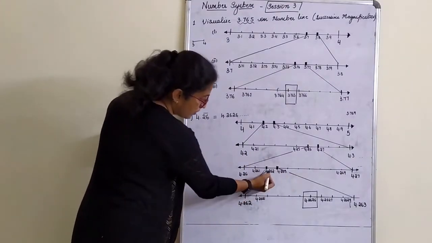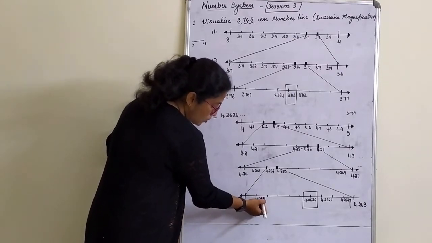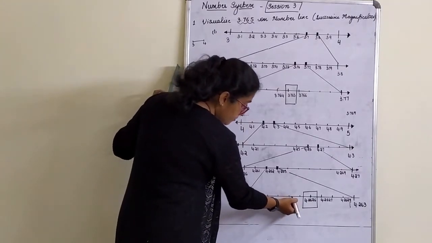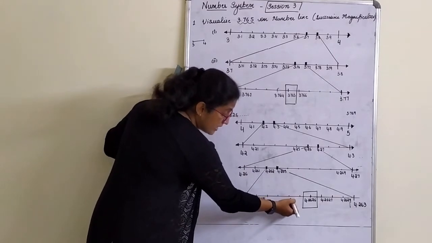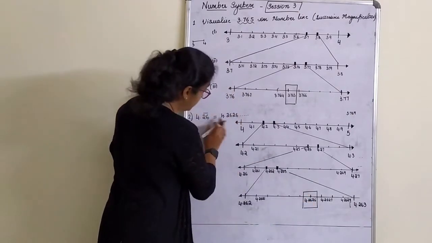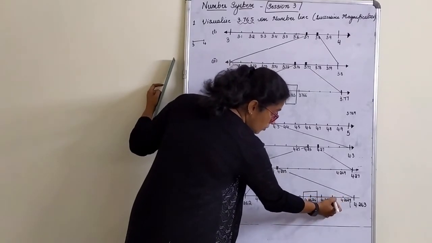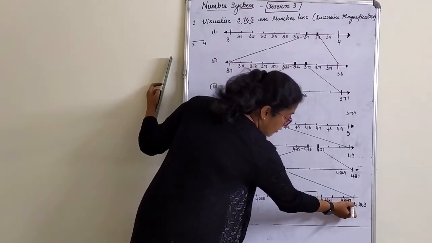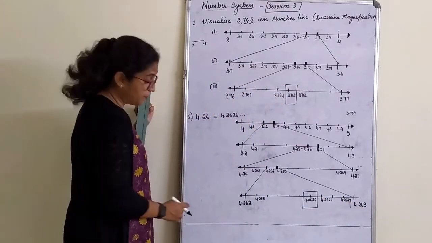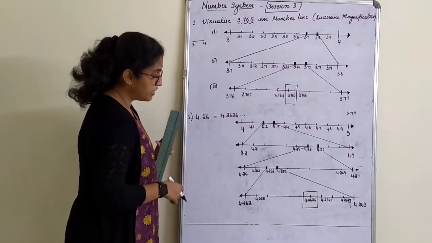4.262 to 4.263. 4.262 here, 4.2621, 4.2622, 4.2623, 4.2624, 4.2625, 4.2626, that is what we want, 4.2627, 4.2628, 4.2629, after 29 it is 4.263. So this is what we wanted, 4.2626. Enough of this much magnification.